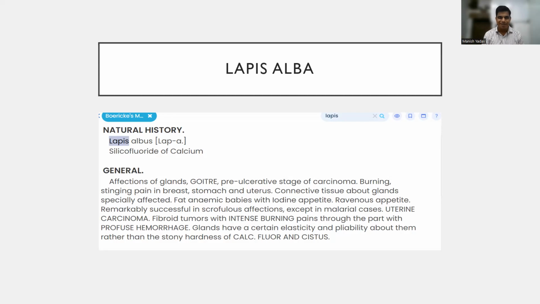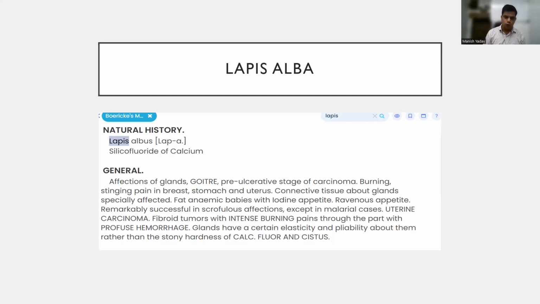This is how I remember. So, when a lot of burning is there, and uterine hemorrhage is happening, I will always think of phosphorus as one of the remedies, if it is active burning. But if it is fibroid tumor, and glands are affected, LAPIS ALBA comes very close to that. Glands have certain elasticity and pliability about them rather than stony hardness. This is another important characteristic symptom.